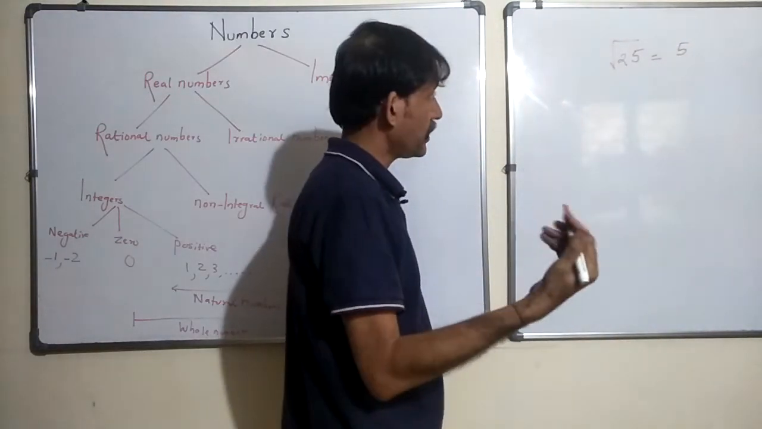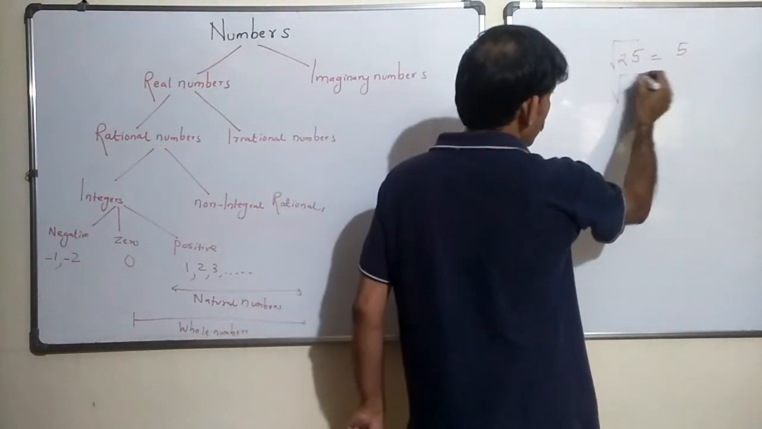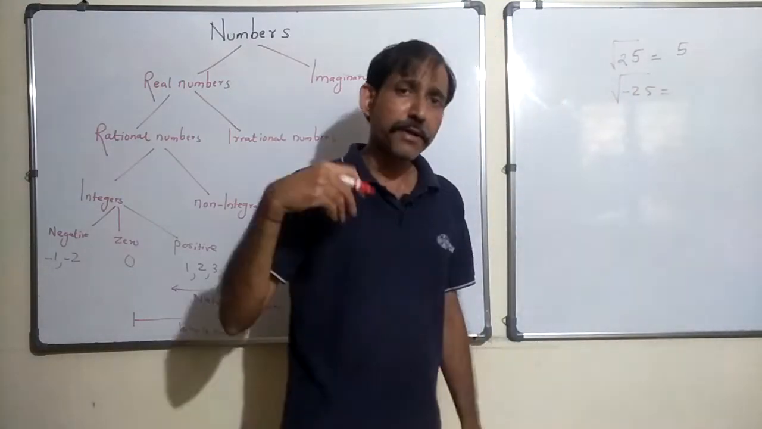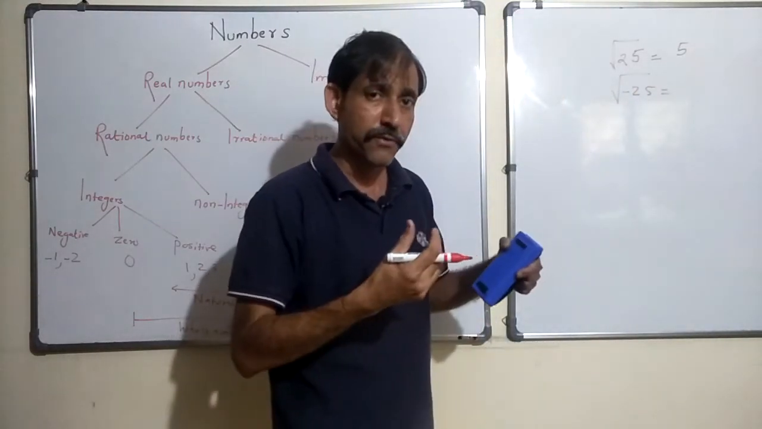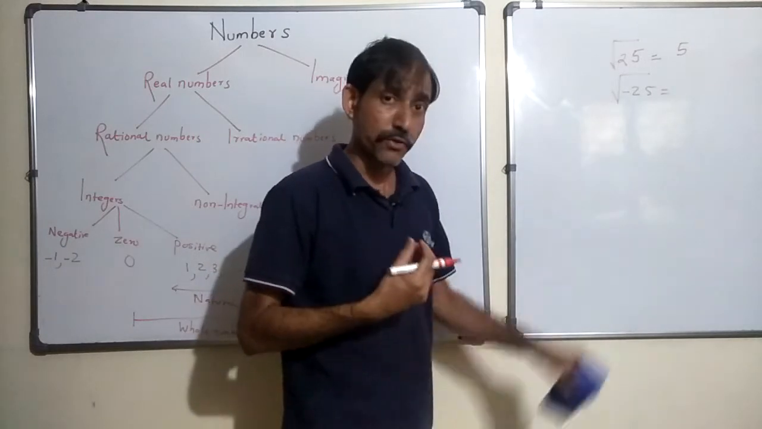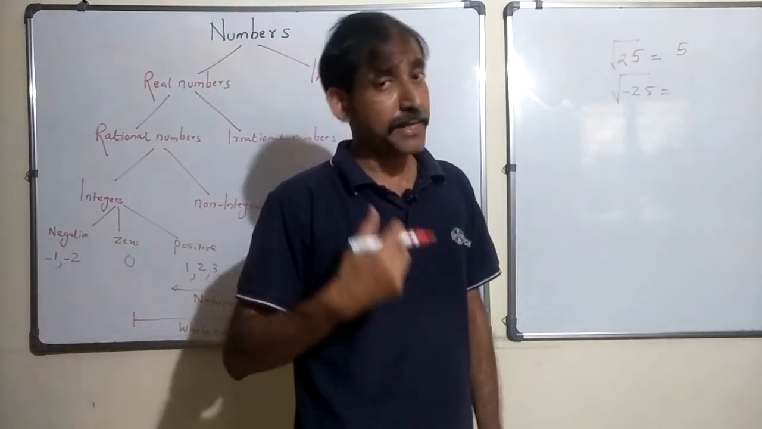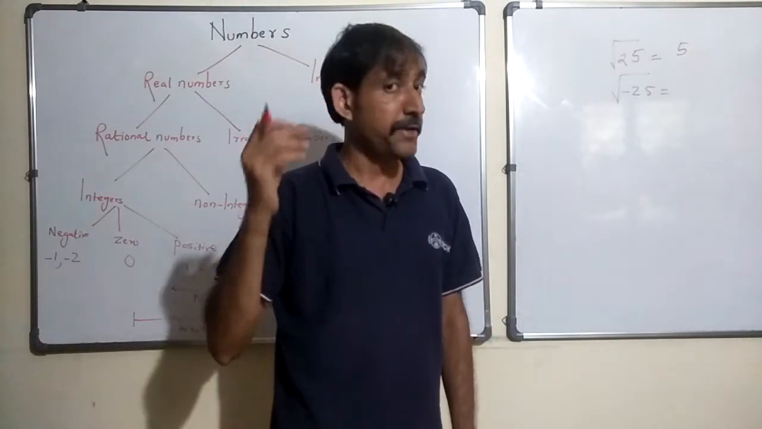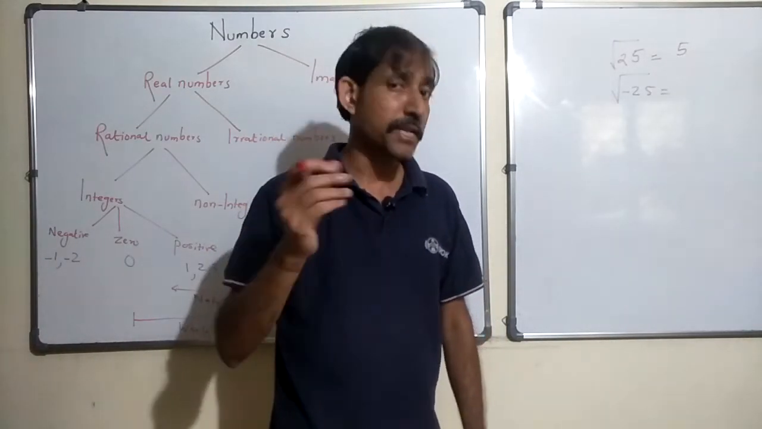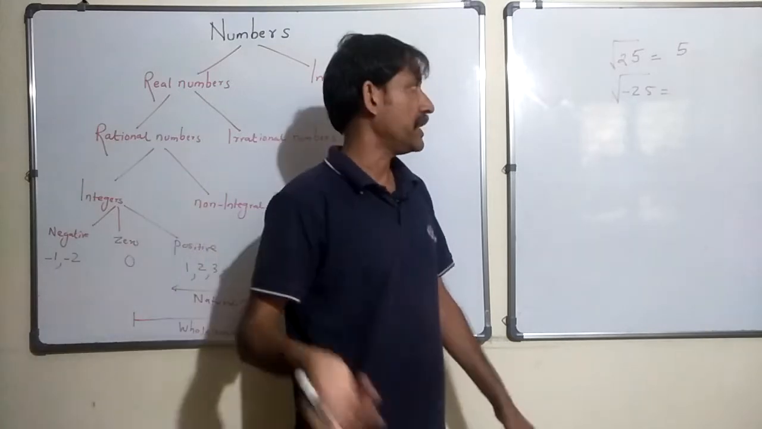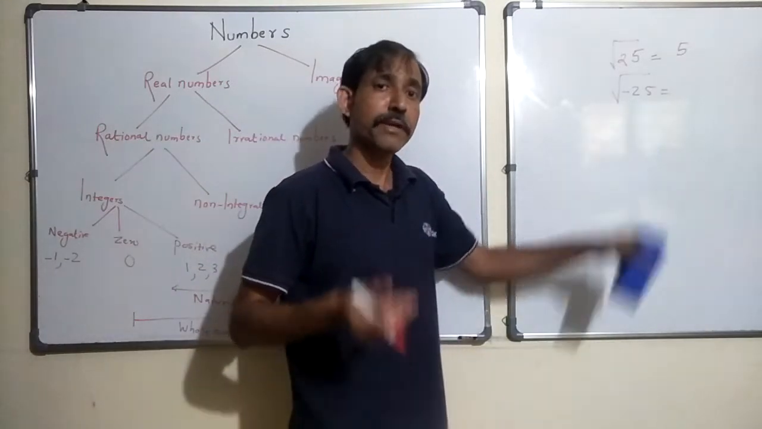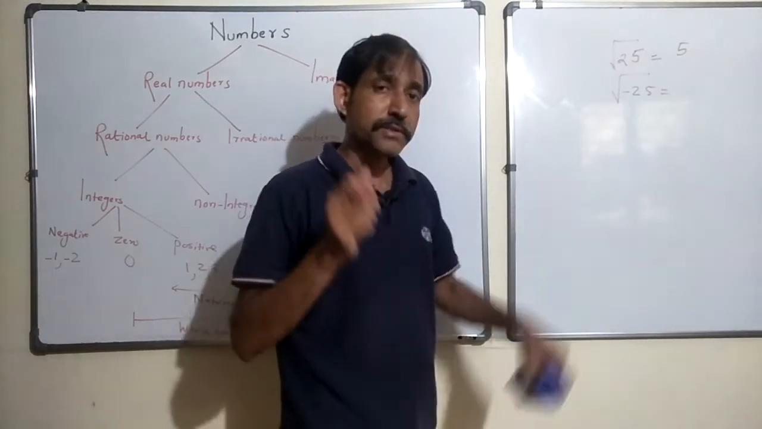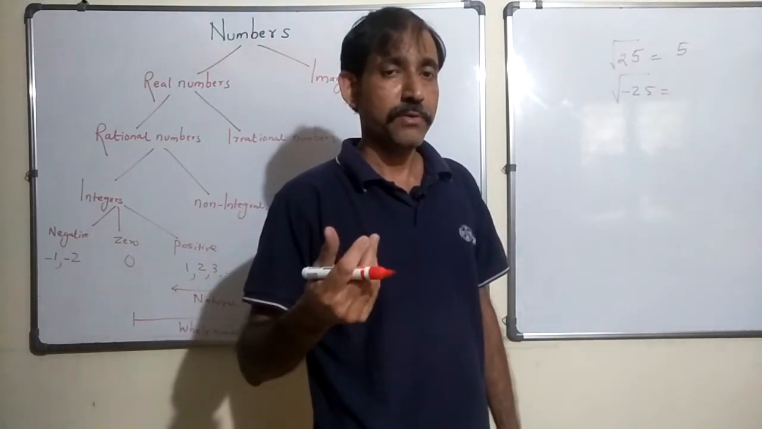You all must be knowing it already. But if I ask you, what is square root of minus 25? Do you have a real solution to provide for square root of minus 25? It is not 5 definitely, because 5 into 5 is 25. And definitely it is not minus 5, because minus 5 into minus 5 is again 25. So we do not have a real solution for square root of minus 25. So it's an imaginary number, right?